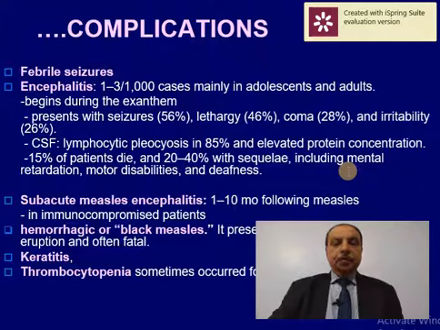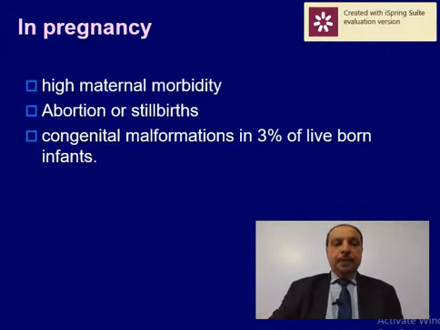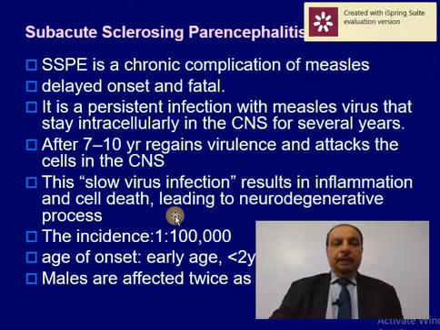Another complication is subacute measles encephalitis, and it will be 1 to 10 months following measles in immunocompromised patients. There is again hemorrhagic or black measles. This is fatal, and again keratitis, one of the complications, and thrombocytopenia also can occur following measles. There is here an important note: when measles occurs in pregnant mothers, there will be high maternal mortality, abortion or stillbirth, and there will be congenital anomalies in 3% of live-born infants.